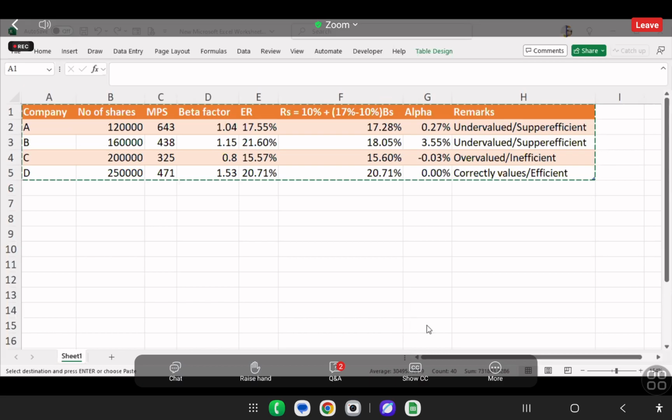I did not compute the expected return. Did you read the question? The expected return is given in the question. I didn't compute. Unless you did not read the question, it is there, it is given.